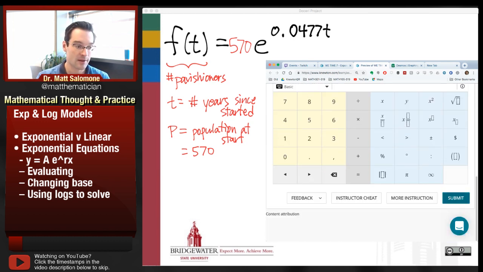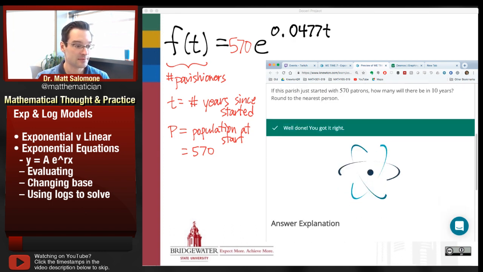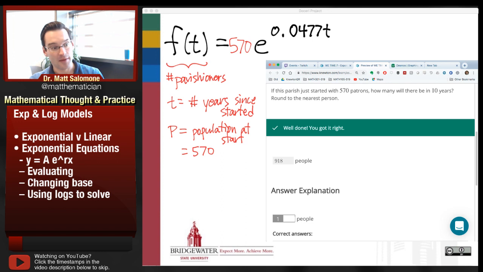Let's submit that answer. And it's totally fine with that. Okay. But let's go back and actually do the evaluation one step at a time, just to get familiar with how to evaluate an exponential function.